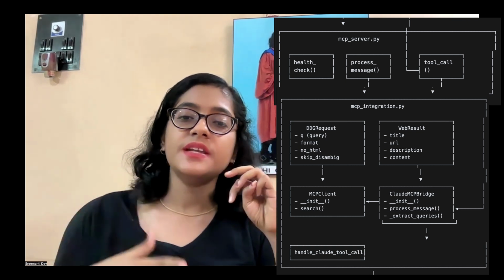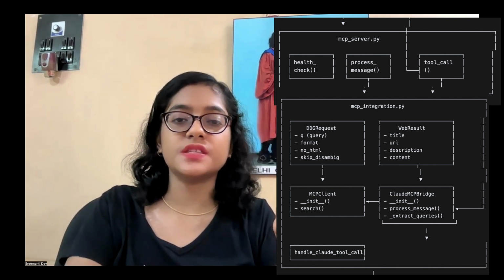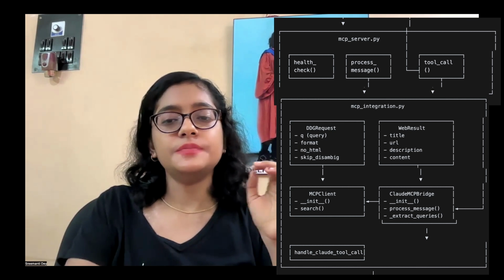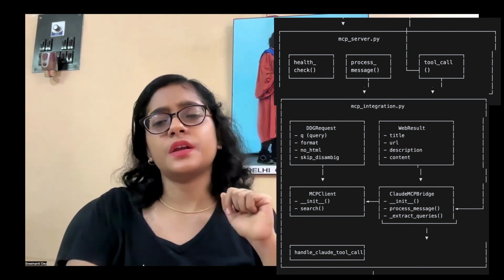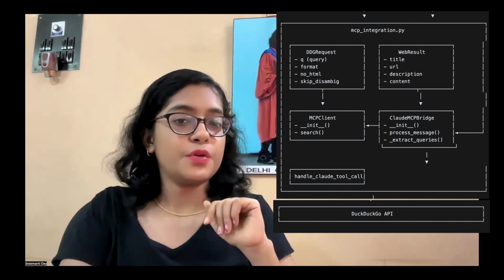And then based on that, it's going to call the MCP server and handle the Claude tool call, which is the most important function out here. And then after that, it's going to make calls to the DuckDuckGo API. That's it. And this is what we are going to do today. And I'll explain each and every line, of course. You don't need to worry about it at all. Okay, so let's get started.